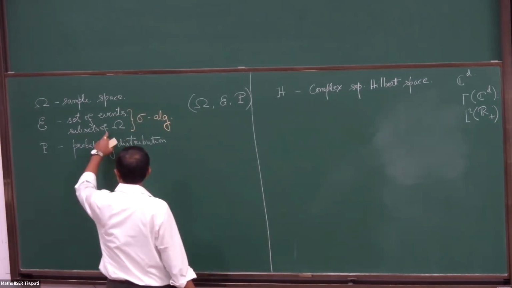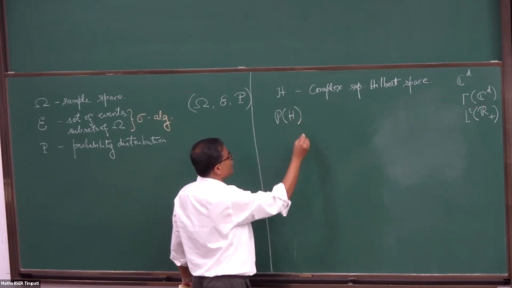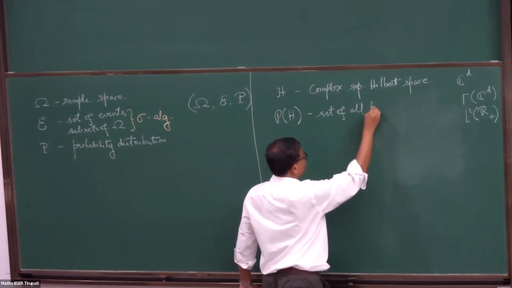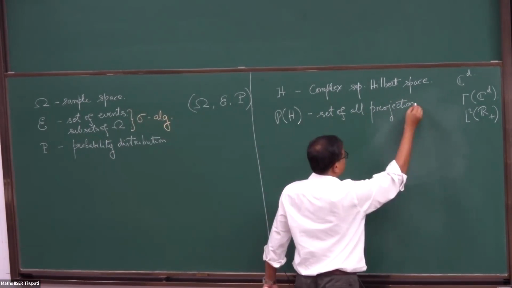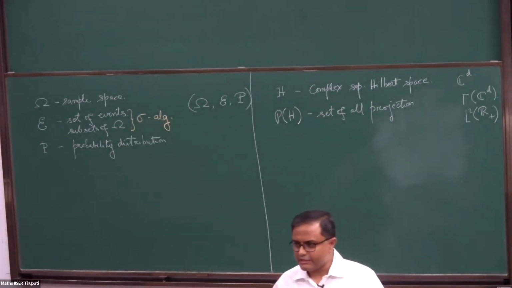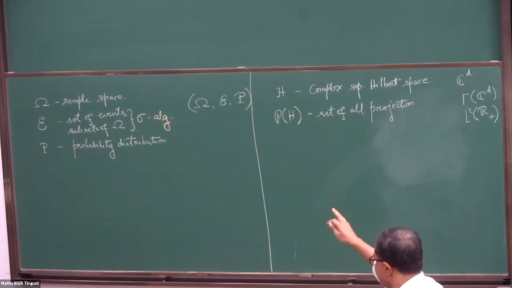The set of events is replaced by P of H, which is the set of all projection operators. This will eventually replace the set of events, but I am not going to venture in that direction, because this again falls under the domain of foundations of quantum mechanics. That is a slightly murky area, I do not want to go into that, but I have to make the triplet ready.